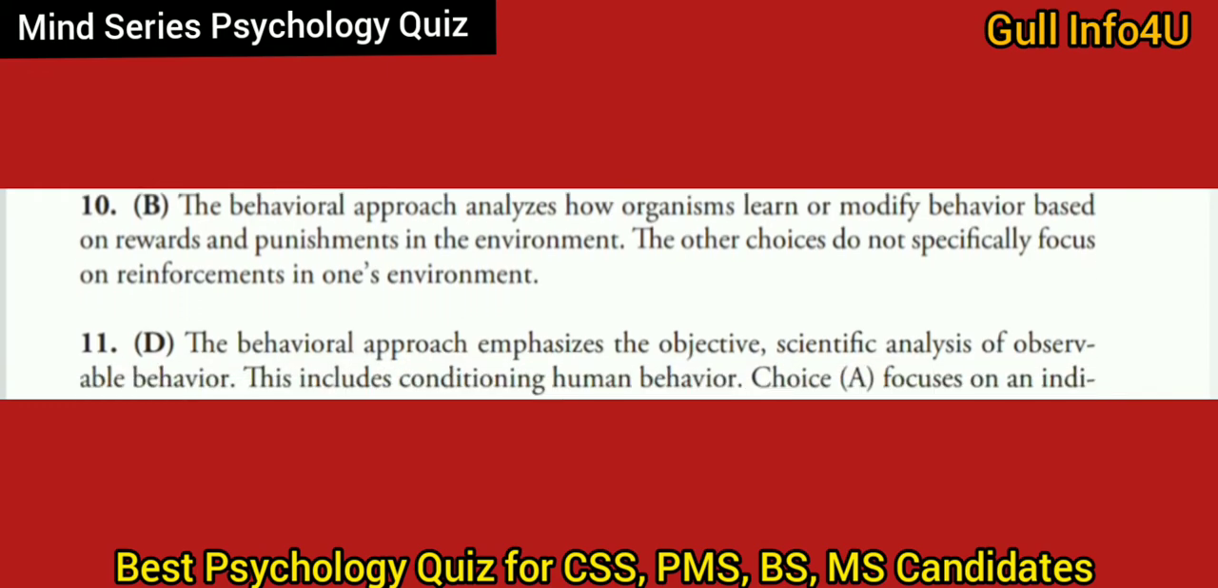option B is correct. The behavioral approach analyzes how organisms learn or modify behavior based on reward and punishment in the environment. The other choices do not specifically focus on reinforcements in one's environment.